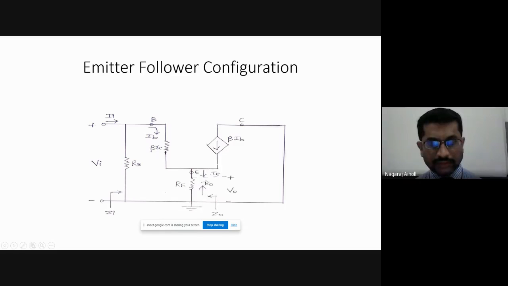And I naught is into the transistor. According to our convention, I naught is into the transistor. Note that here I and I naught are opposite in direction.